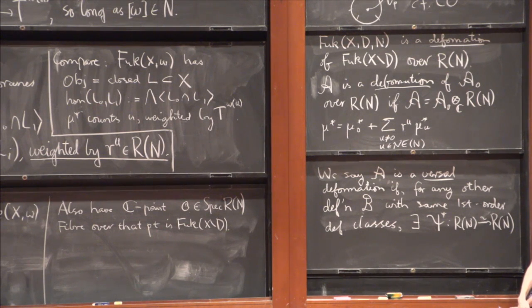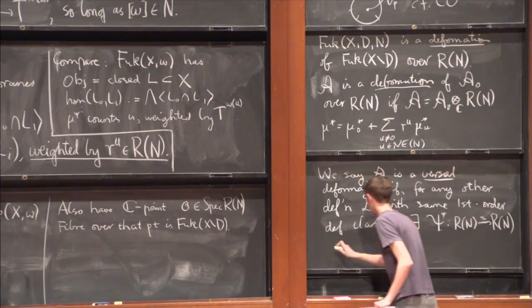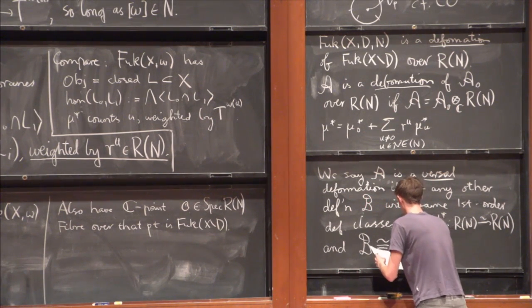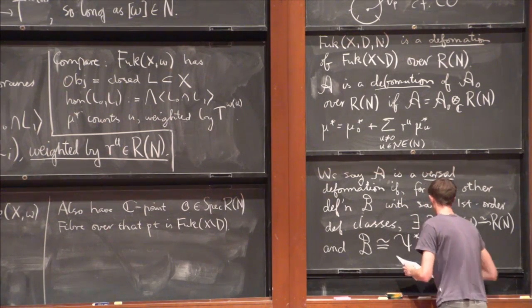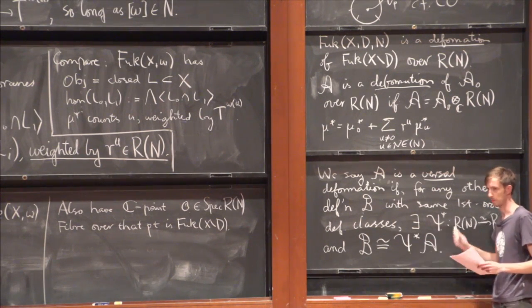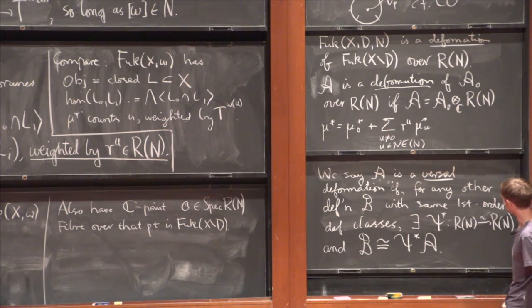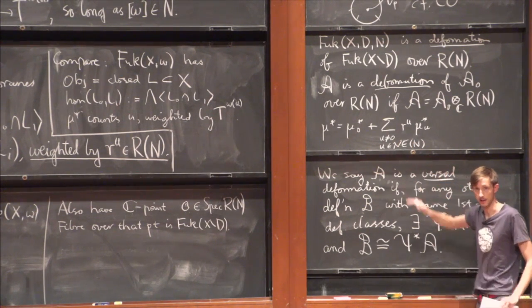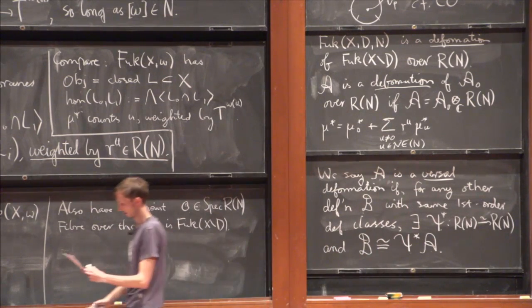We say this deformation is versal if for any other deformation B of the same A naught and having the same first order deformation classes, there exists an automorphism psi of this coefficient ring R of n, and this B, this other deformation, is the pullback of A along this psi star, which basically just means you apply psi star to all of these coefficients in the expansion of the A infinity structure. Okay.